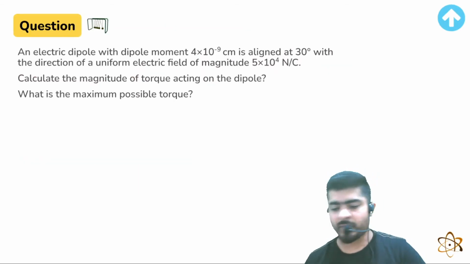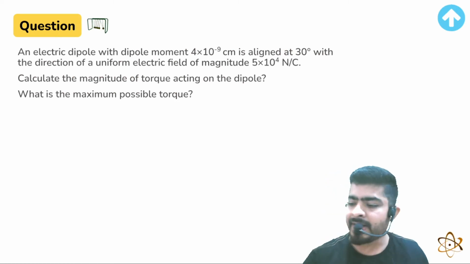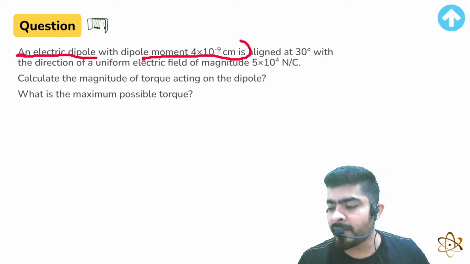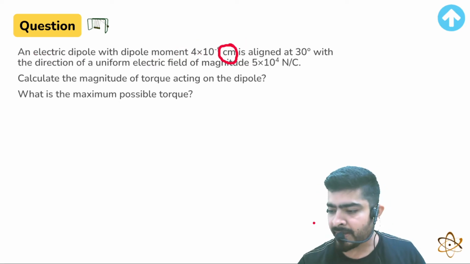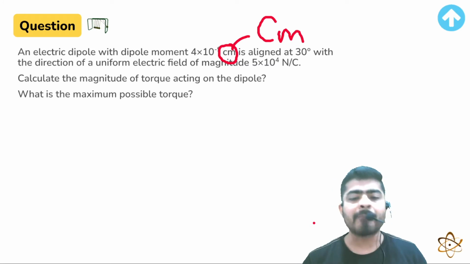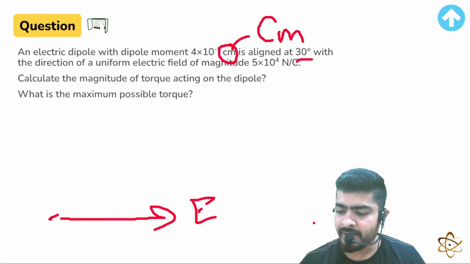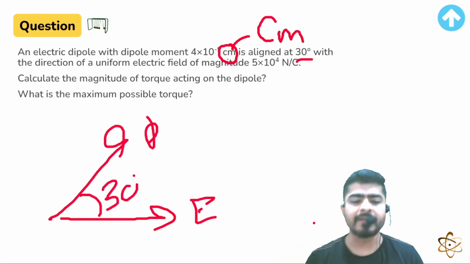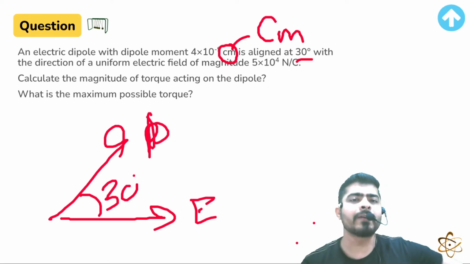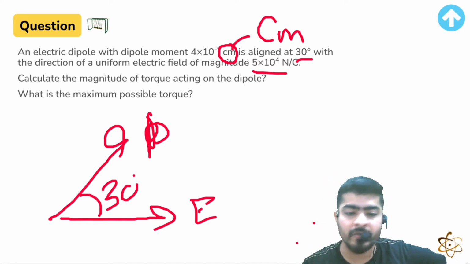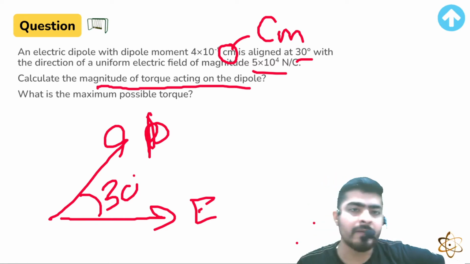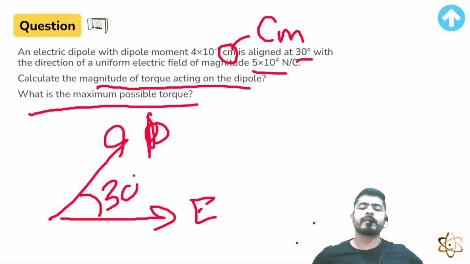So let's look at a question now. What you can see is an electric dipole with dipole moment 4 into 10 power minus 9 coulomb meter. The C is actually small, it's a typing error. It's not centimeter, it's coulomb meter, right? This is a typing error. So the dipole is aligned at 30° with the electric field. So if this is your electric field E, then the dipole is making 30° with the electric field. And the electric field is given to be 5 into 10 power plus 4 Newton per coulomb. So calculate the magnitude of the torque and what is the maximum possible torque.